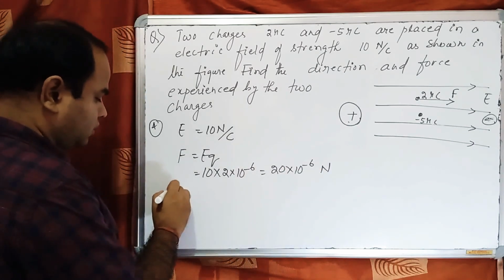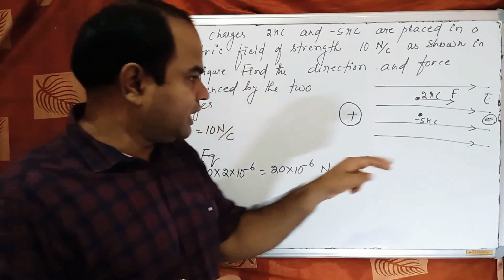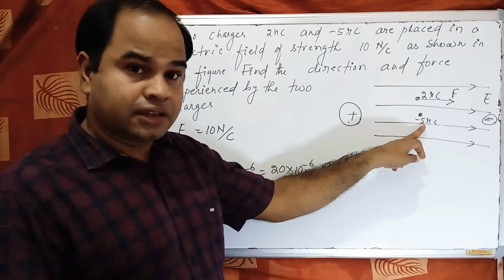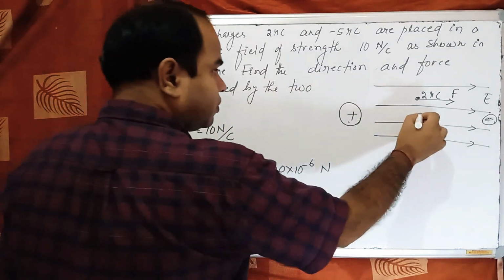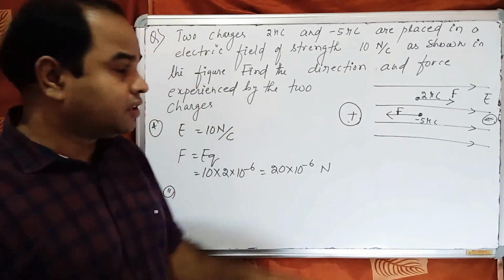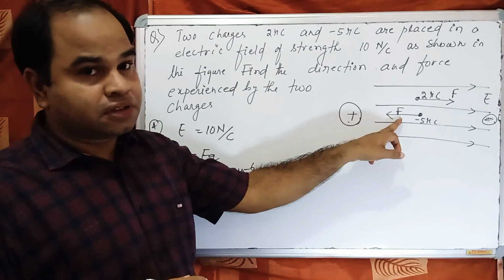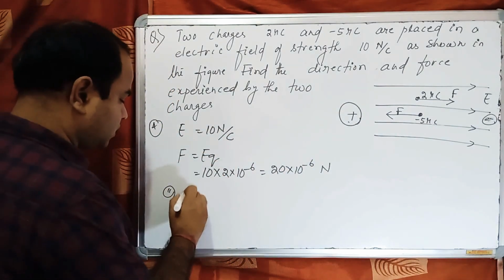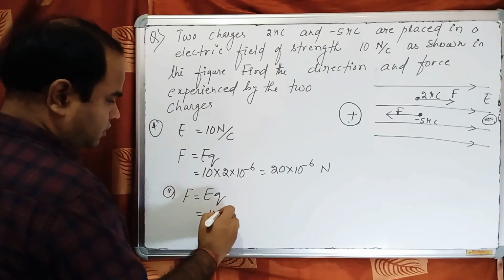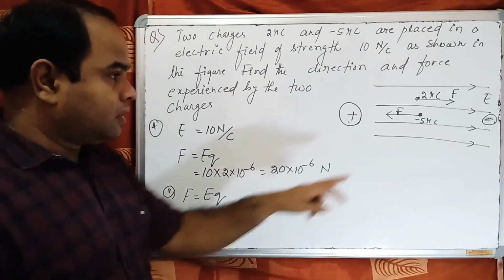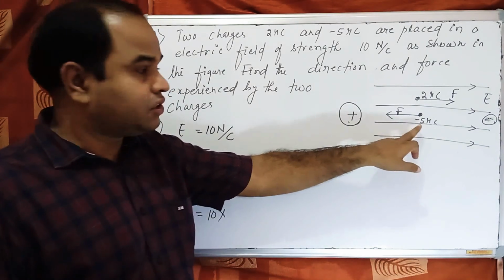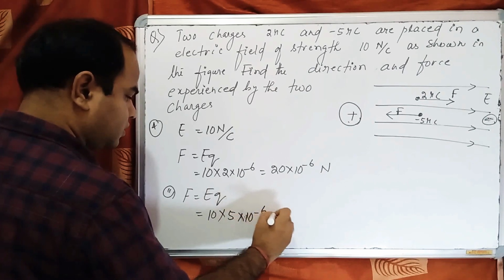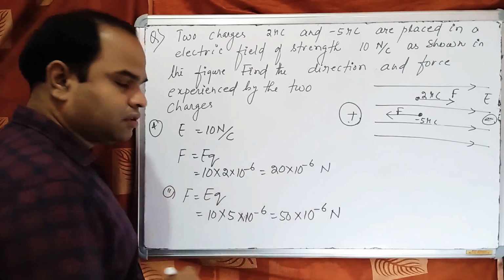Now the force on the second charge. This is a negative charge, minus 5 microcoulomb, so it will be attracted towards the positive side. The force direction is in this direction, so it will experience a force opposite to the direction of the electric field, that is, anti-parallel. The magnitude is Eq, 10 into the charge. We put only the magnitude, 5 microcoulomb, that is 5 into 10 to the power minus 6. So this is 50 into 10 to the power minus 6 Newton.